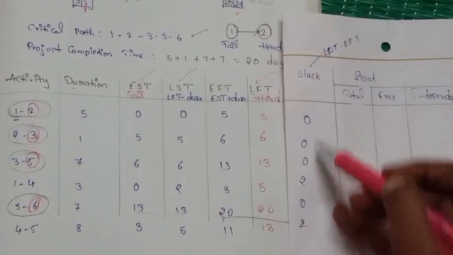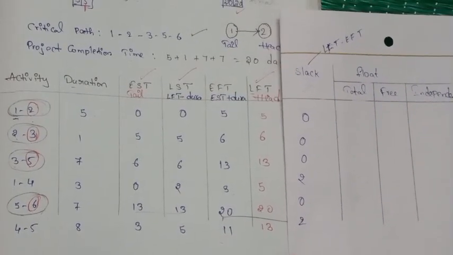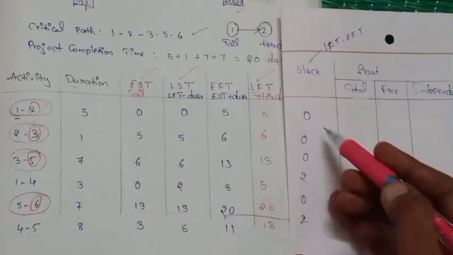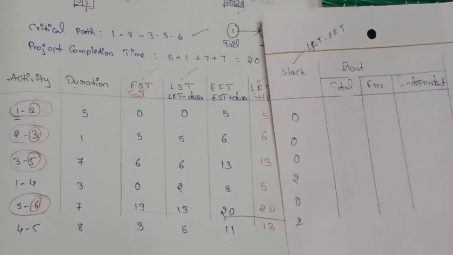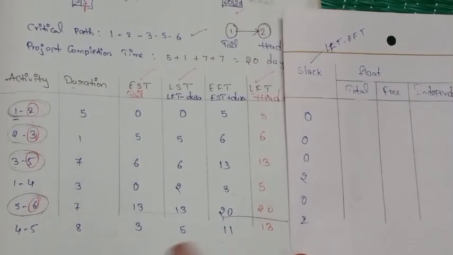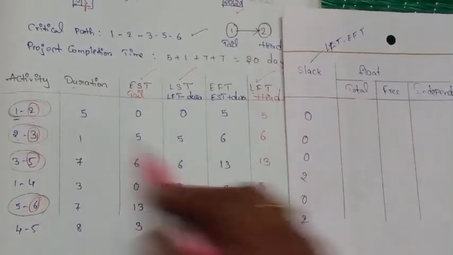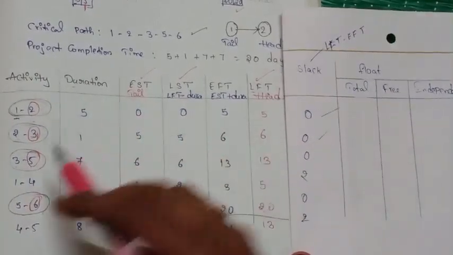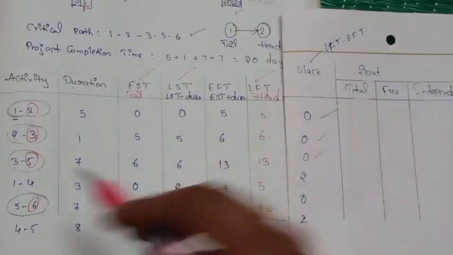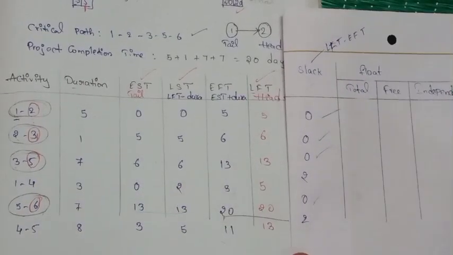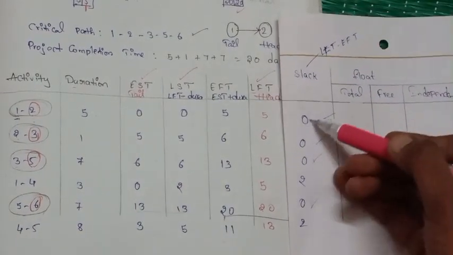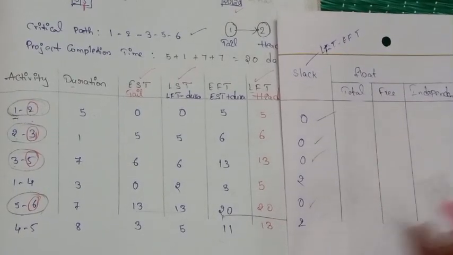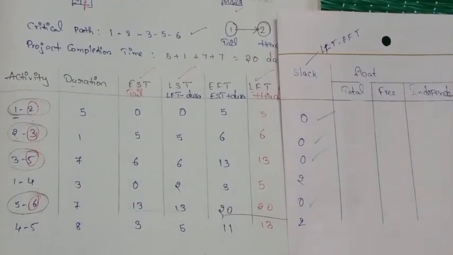Through this slack value we can also know what our critical path is. Let us check, guys. Wherever you have got 0, those are our critical path steps. See here, for 1 to 2 you got 0. For 2 to 3 again 0. From 3 to 5 you got 0. And 5 to 6 you got 0. So by checking the slack value also you can know what our critical path is.